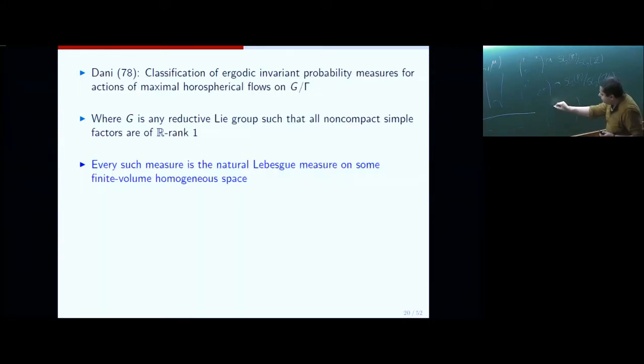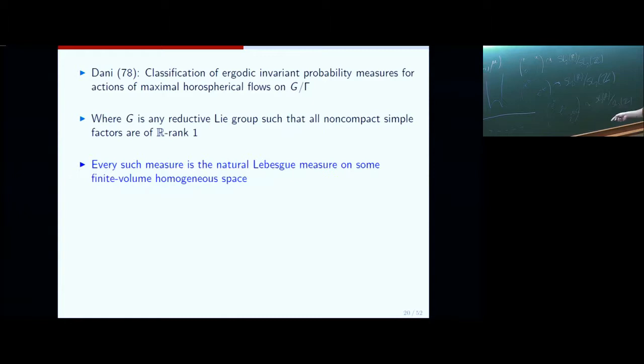Conjecturally, the situation is different for higher rank cases. So if I were to look at an action of Z^2 on SL3R factor SL3Z, then according to conjectures of Margulis and Katok, this flow should behave like a unipotent flow. This is still open, and we'll come back to this question briefly later.